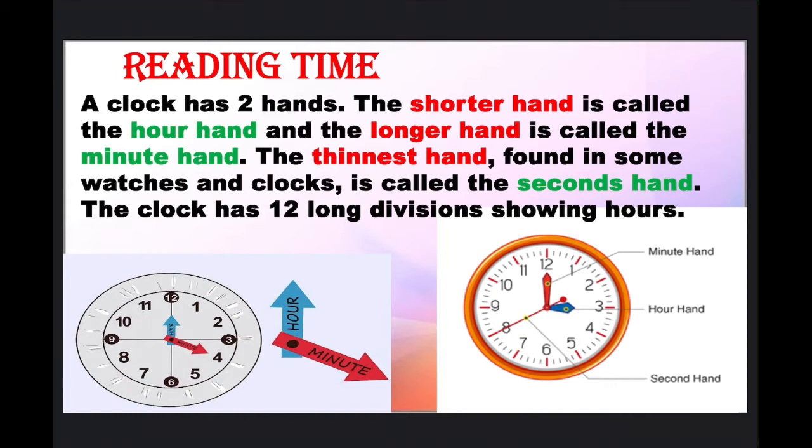Children, the face of the clock is called a dial. A clock has two hands. The shorter hand is called the hour hand and the longer hand is called the minute hand. The thinnest hand found in some watches and clocks is called the seconds hand. The clock has 12 long divisions showing hours. The hour hand tells us how many hours have passed. Each number on the clock denotes an hour.